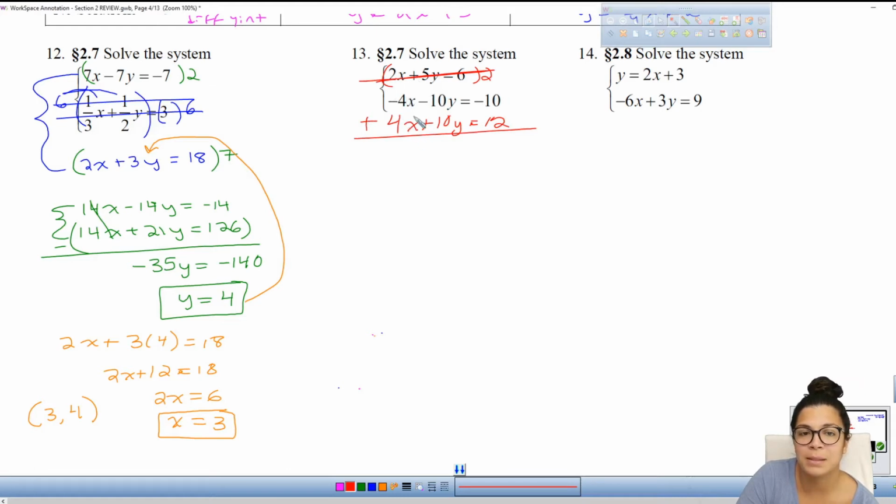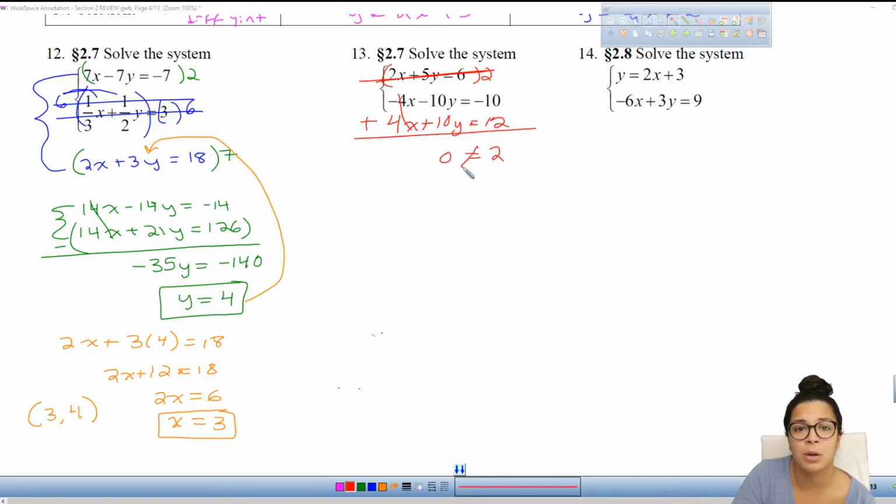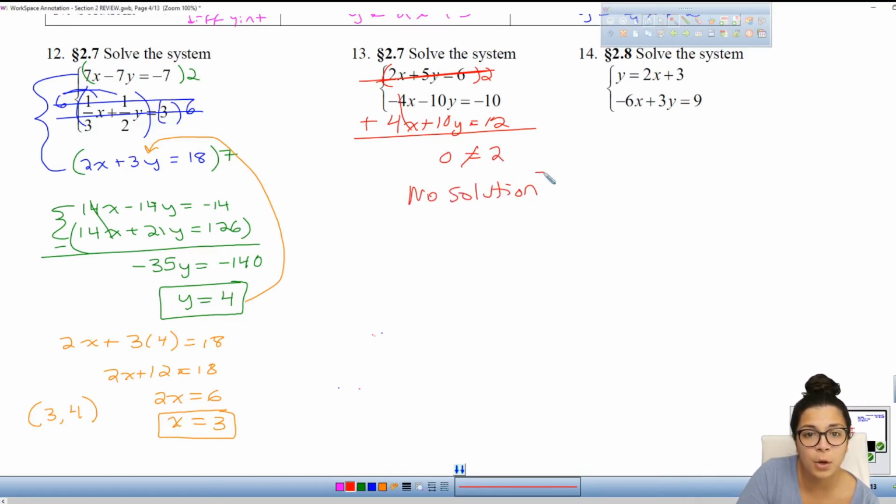Negative 4x plus 4x would be 0. Negative 10y plus 10y would also be 0, so I end up with 0 on the left-hand side. And then negative 10 plus 12 gives me 2. So the variable canceled, and 0, does that equal 2? No. So this is no solution. There are no values of x and y that would make both of the equations true.